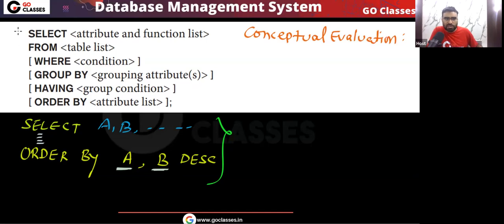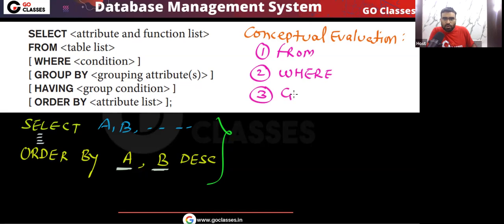The conceptual evaluation is, okay, first what will happen? First, FROM will happen. This is the conceptual evaluation. First FROM will happen, then WHERE will happen, then GROUP BY will happen, then HAVING will happen. Okay, is this clear? Then SELECT will happen.